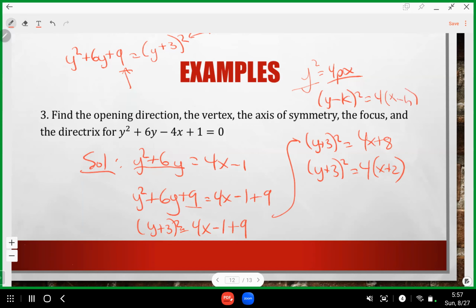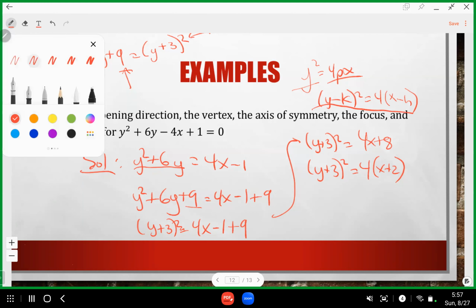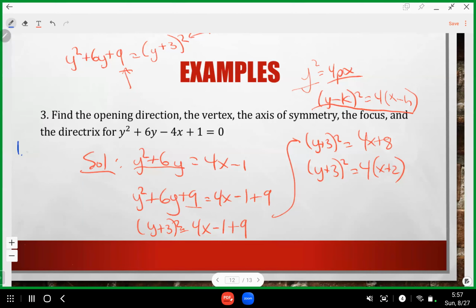So you're pretty good with formulas, right? What direction does this open up in? Can you tell me? It opens up to the right. So obviously we can list out the answers now. It opens up to the right.